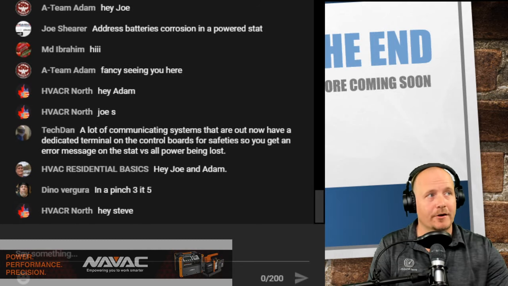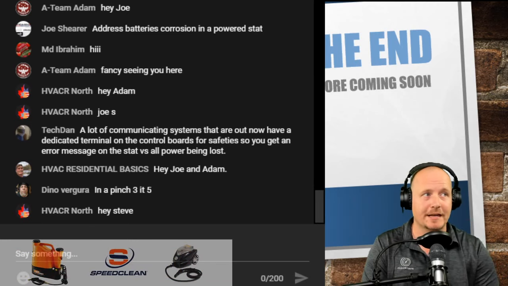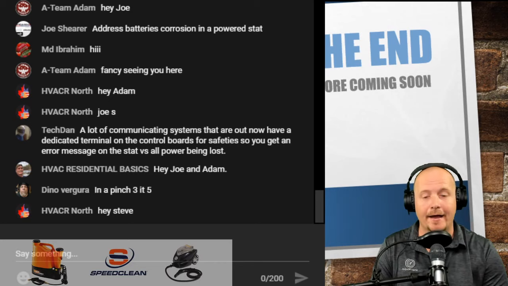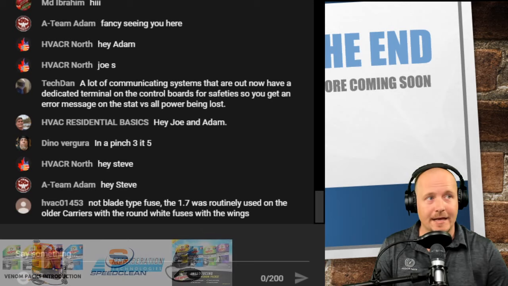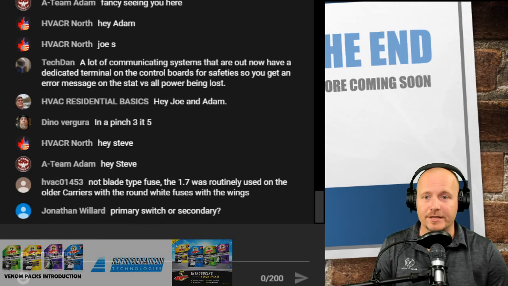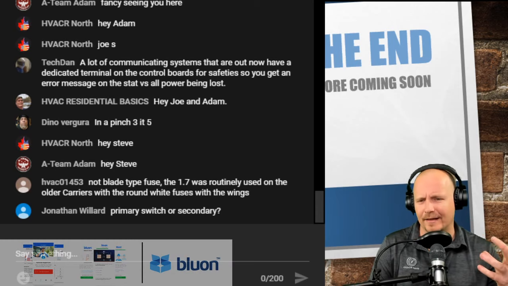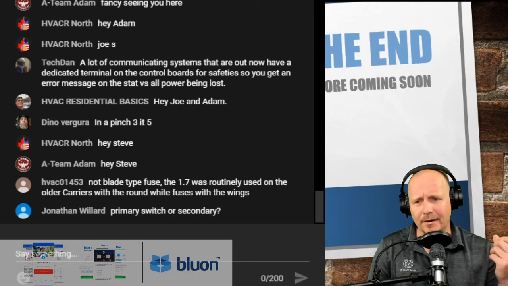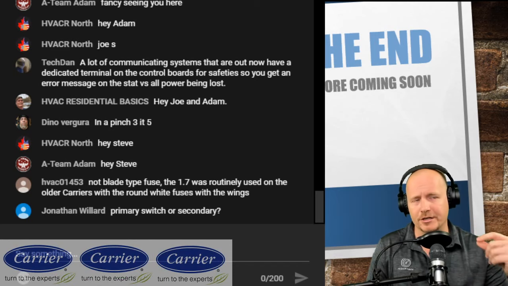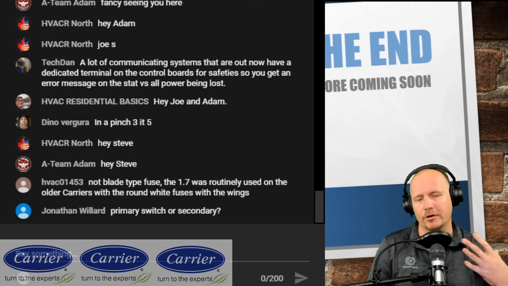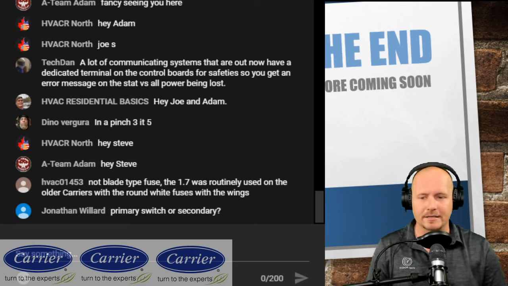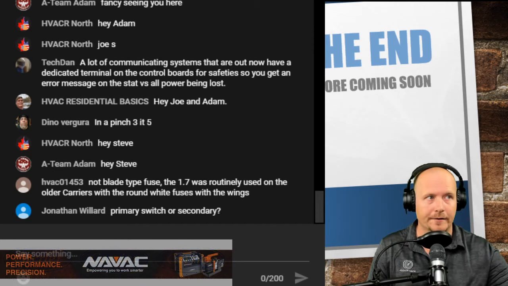A lot of communicating systems that are out now have a dedicated terminal on the control board for safeties, so you get an error message on the stat. Yeah, and that's good. But what I was pointing out is if you look at that Diversitech guide, it's saying that in some cases the switches that they're using actually aren't working properly with communicating systems. And my guess would be that they're probably not making completely. They make it sound like they're not breaking, which seems unlikely. But I don't know. Maybe there's some situation in which that's possible. But on those switches, the point is they don't have that open and close clearance like we're used to on a contactor or a relay. And because of that, they can act a little odd.